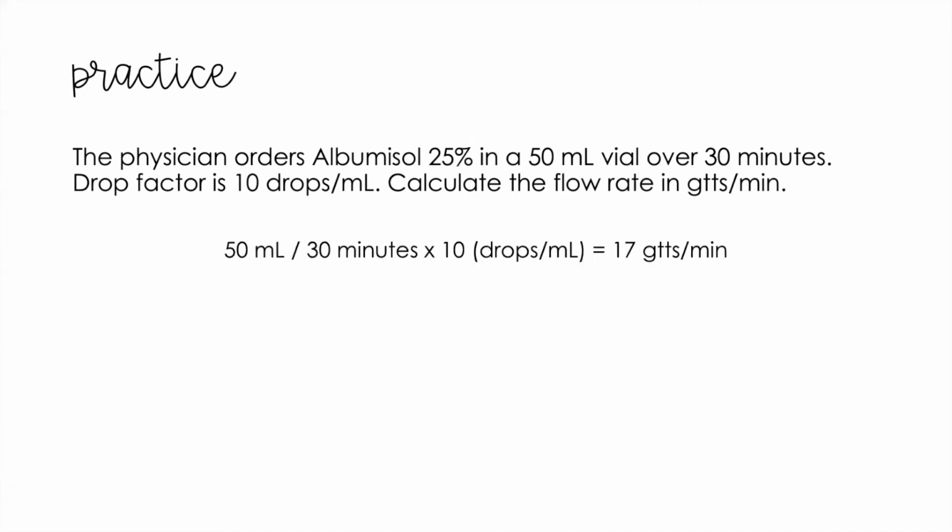If you're doing formulas, it's 50 divided by 30 times 10, which will give you, I think it doesn't give you an even number, but of course we know we're going to round to a whole number. So it's going to be 17 drops per minute. And then if you want to do dimensional analysis, you're going to set it up exactly the same way that we set up on the last problem. You just don't need the conversion factor.